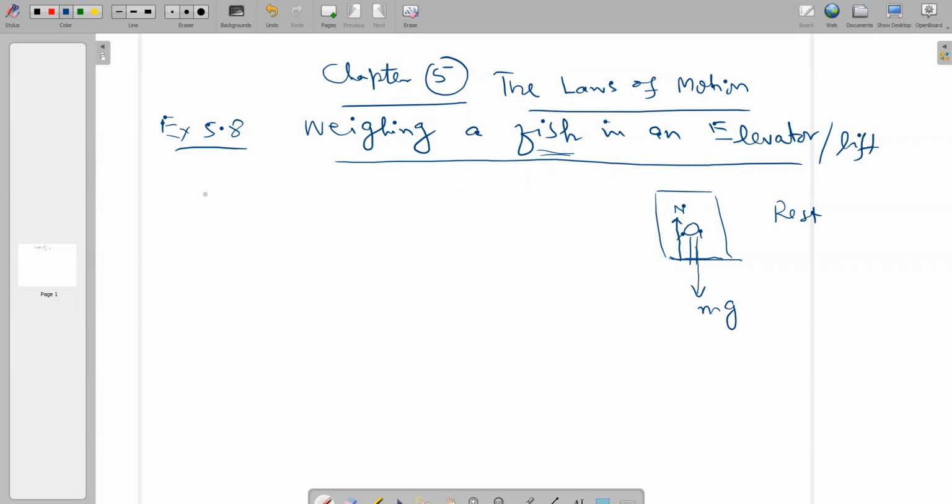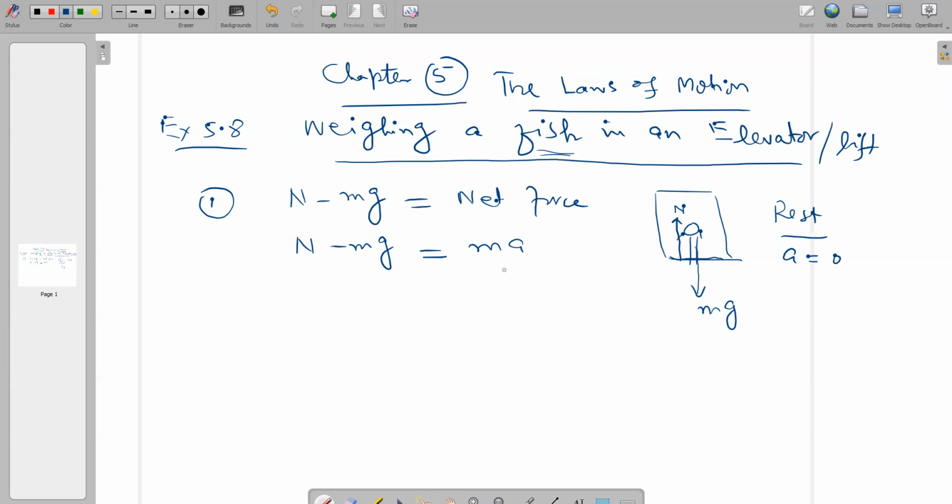So what will be the net force? Actually we want to explain the net force here. Net force is upward forces minus downward forces. N minus mg is equal to net force, we can write like this. N minus mg is equal to net force, meaning ma, but does it have acceleration or not? It has no acceleration, because it is at rest. So that's why acceleration is 0. When acceleration is 0, the whole factor will be 0. So N minus mg is 0, it means N is equal to mg.